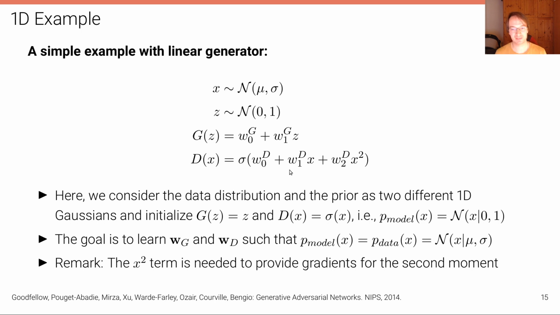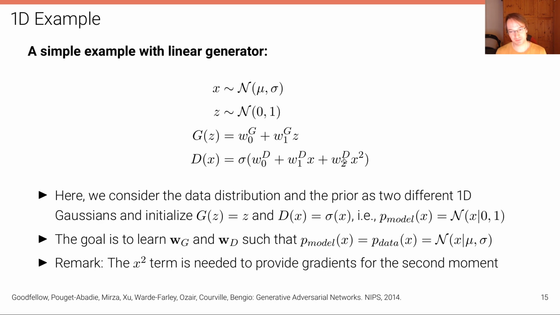But it turns out that this is not enough, because if we don't have this squared expression here, we don't obtain gradients for the second moment in order to estimate the variance of the data distribution correctly. And so I've added this quadratic term here in order to make the discriminator powerful enough to actually distinguish samples from distributions with different standard deviations. And that's also something that can be theoretically shown, that for this simple example, using just a linear discriminator plus a sigmoid activation function is not enough. We need to have this quadratic term.